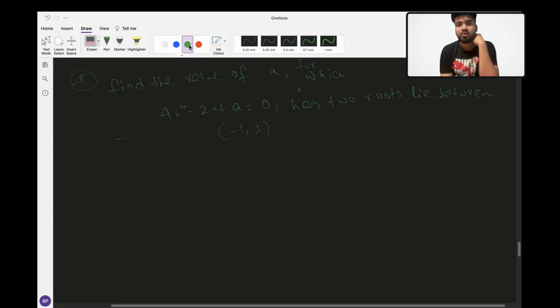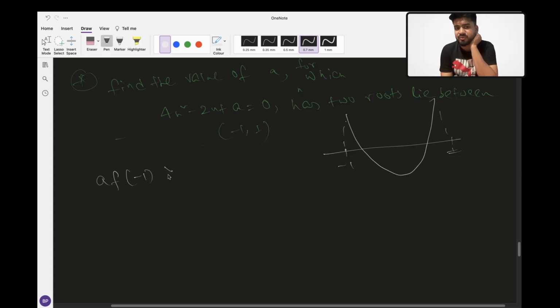So tell me, which case is this? That both the roots are between these. That means one root is smaller and one root is larger. Yes. That means here, a is positive. So a f of -1 will be positive and a f of 1 will also be positive. And we can very easily see a is positive. That means f of -1 will be positive and f of 1 will also be positive.